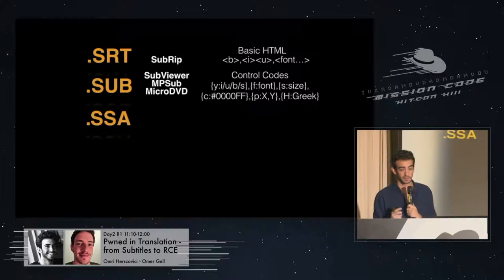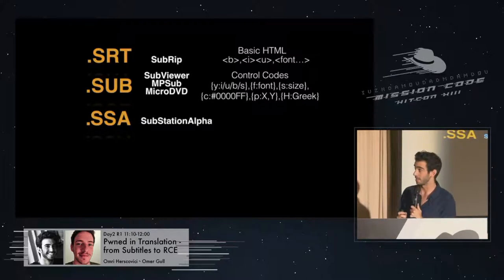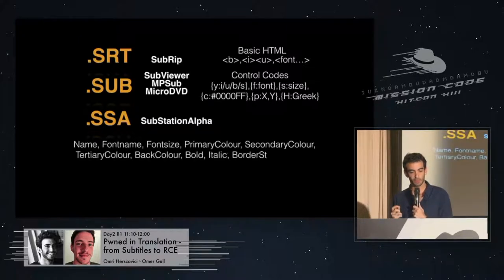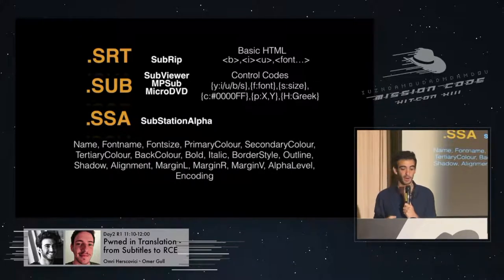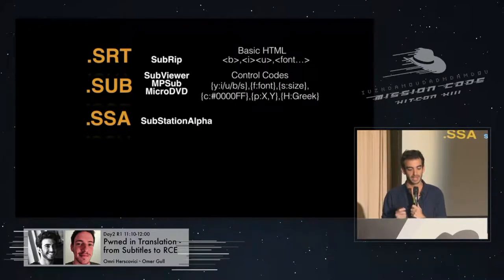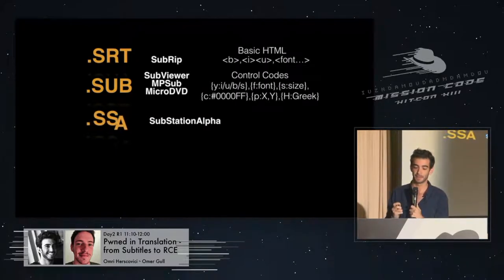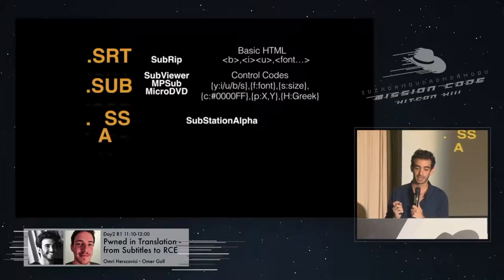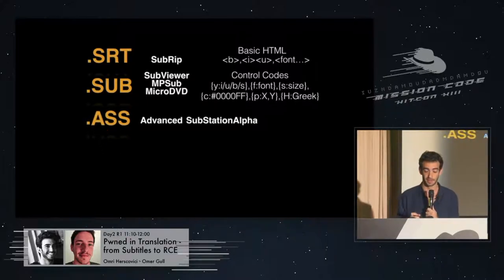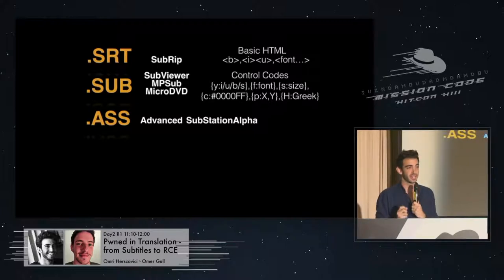Another common format is the SubStation Alpha. It's a bit more sophisticated. It supports predefined style names, fonts, complex color palettes, outlines, shadows, alignments, margin, alpha level, and encodings. But it gets even more impressive as we move on to Advanced SubStation Alpha. Now, ASS contains all the functionality of SSA with some interesting additions.